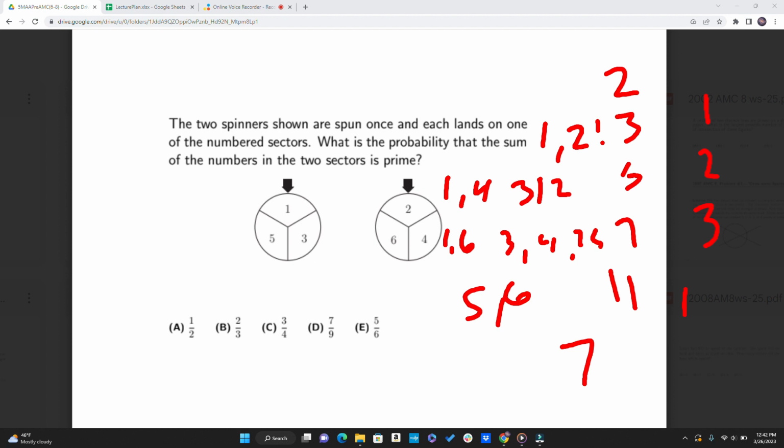Okay, how many combinations are there in total? Well, there's 3 numbers here and 3 numbers there. 3 times 3 makes 9 possible ways to spin the spinners, right?